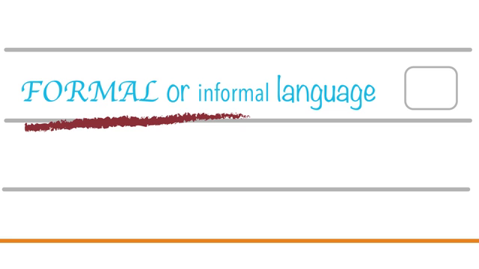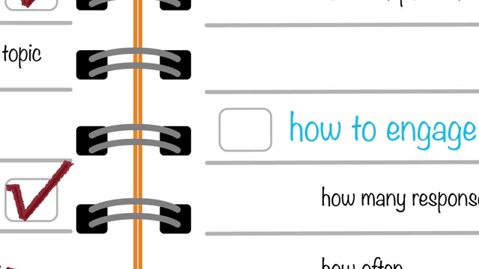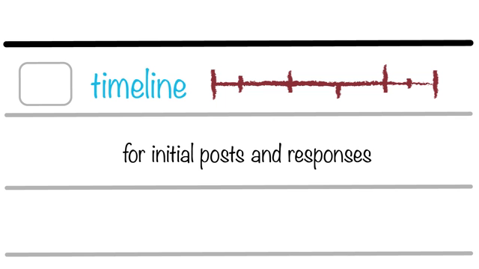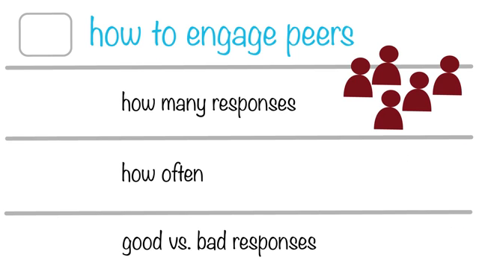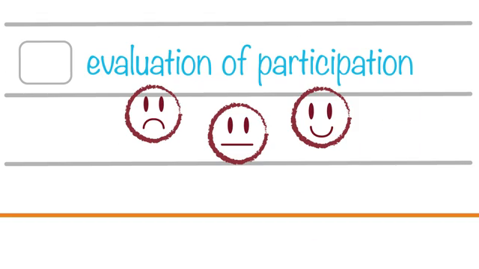Students need to know if you expect formal or informal language, and they need a timeline for initial posts as well as responses. Students need to know how they are expected to engage their peers. For instance, how many peers should they respond to? How often should they respond? And what constitutes a good response or good feedback? They also need to know how they will be evaluated for participation in this activity.